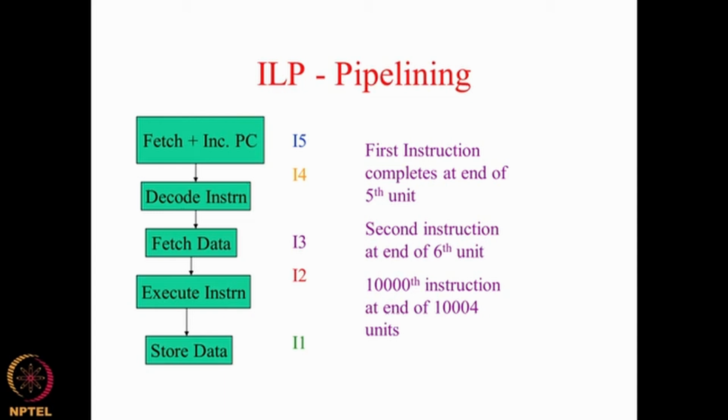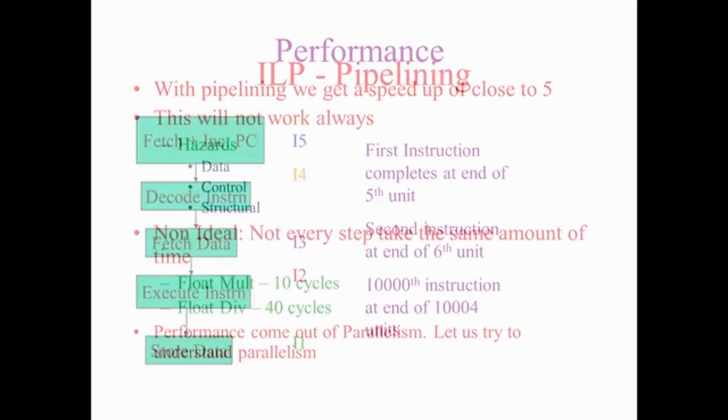The execute for different instructions, for I1 can be a floating point multiplication, it can finish off in 10 units of time. I2 is a floating point division, which can take 40 units of time. So I assumed that every stage finishes in 1 unit of time. What is that unit? It can be different for different instructions. So what is the reason here?